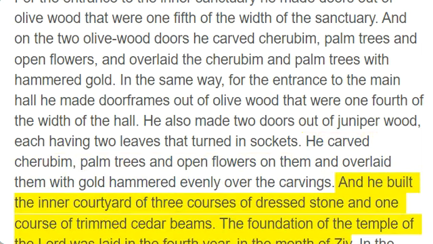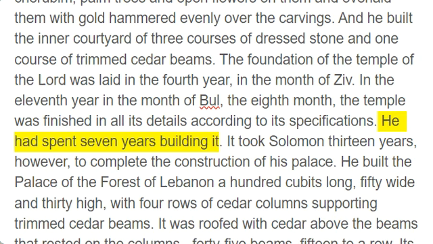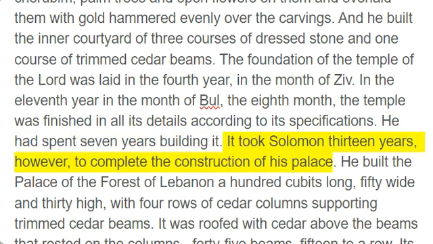And he built the inner courtyard of 3 courses of dressed stone and 1 course of trimmed cedar beams. The foundation of the temple of the Lord was laid in the 4th year, in the month of Ziv. In the 11th year in the month of Bul, the 8th month, the temple was finished in all its details according to its specifications. He had spent 7 years building it. It took Solomon 13 years, however, to complete the construction of his palace.